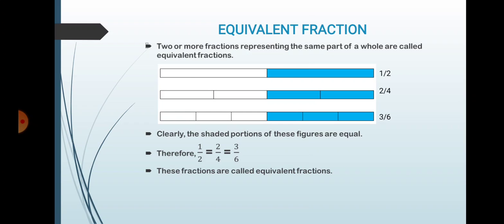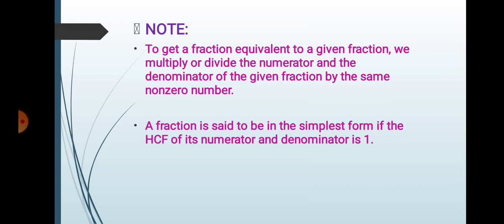Here you have to remember one important rule. To get an equivalent fraction, we just need to multiply or divide the numerator and the denominator of the given fraction by the same non-zero number. The point to remember here is, either we can multiply or divide the numerator and denominator, but it has to be done with the same non-zero number. So this is the point I have given.